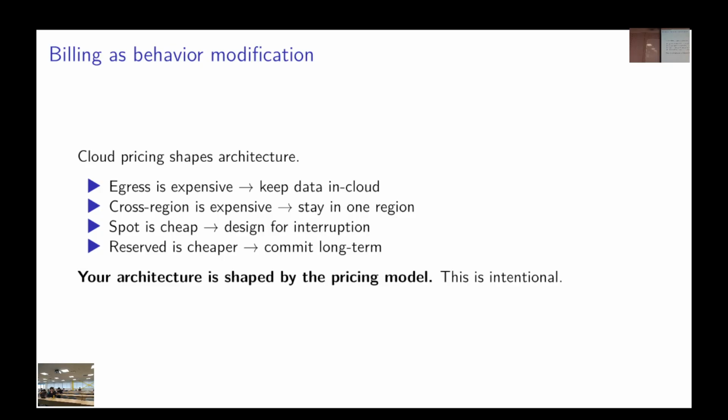So, the way that you end up building things is pricing aware, cost aware. Moving data out is expensive, so they want you to keep the data in the cloud. Now, what does that also do? It means that you've become captive. And that's one of the most important things.